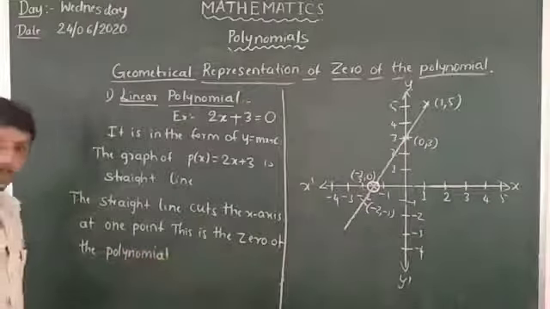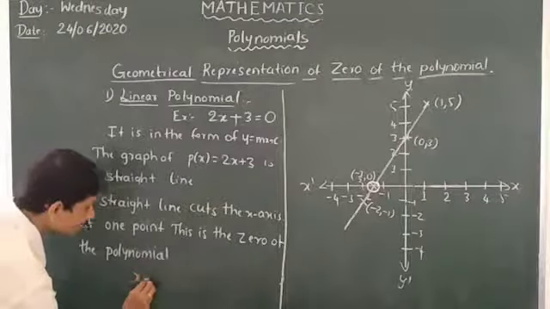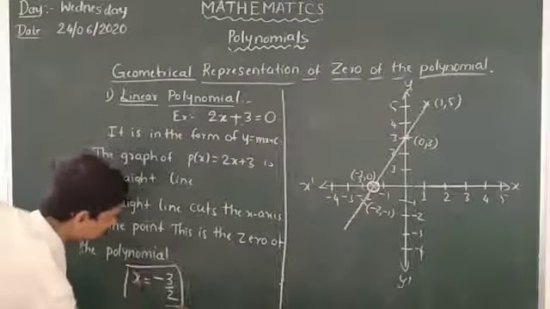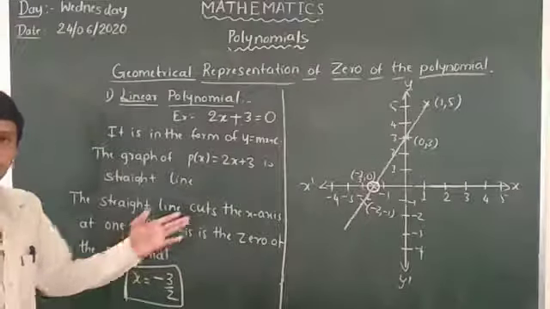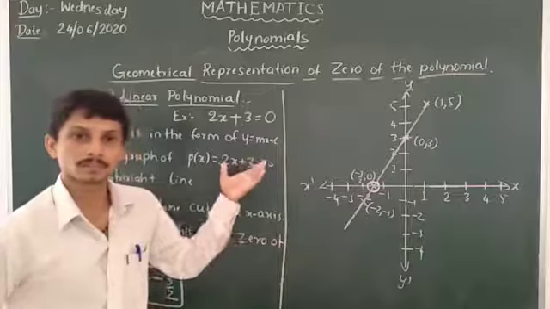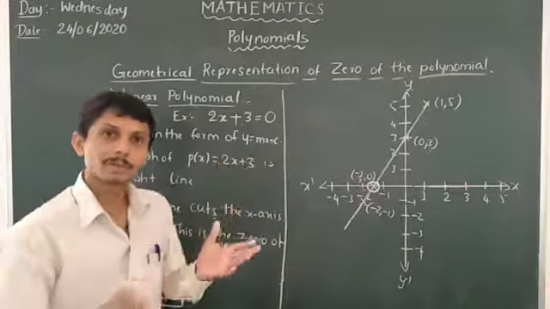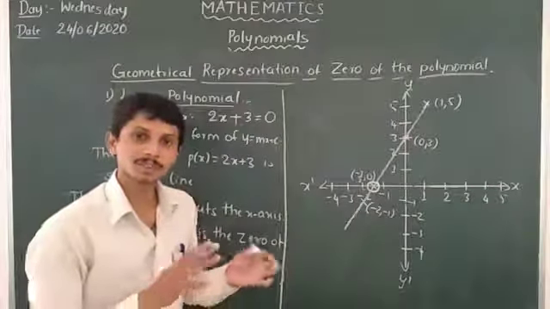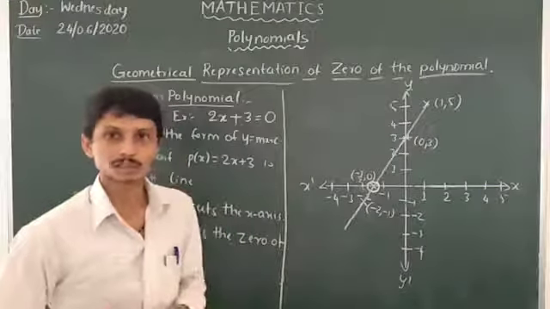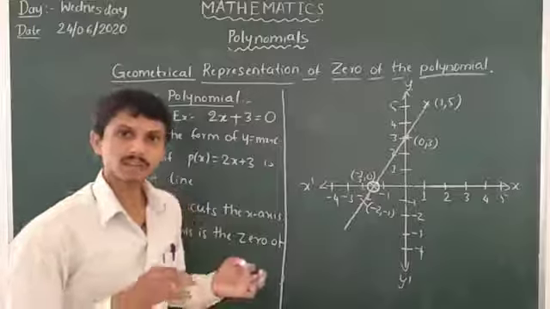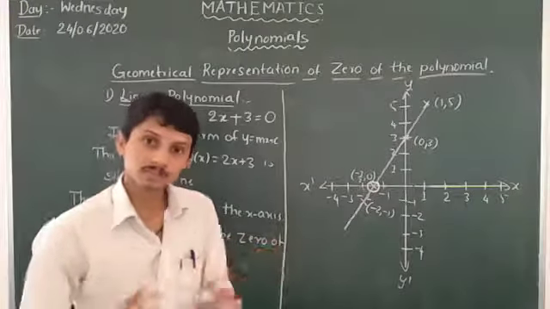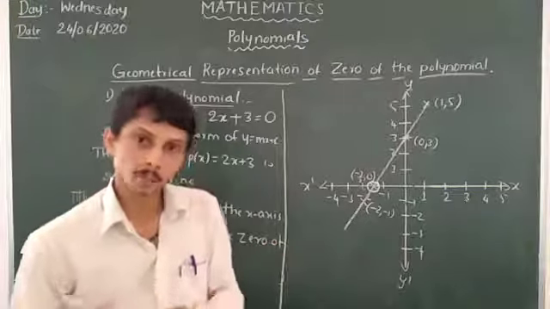Then what is the 0 of the polynomial here? x is equal to minus 3/2 is the value of the 0 of this polynomial. So this is the geometrical representation of the 0 of this linear polynomial. I hope you understood that. So let us move ahead to the relation between the coefficient and 0 of the polynomial.